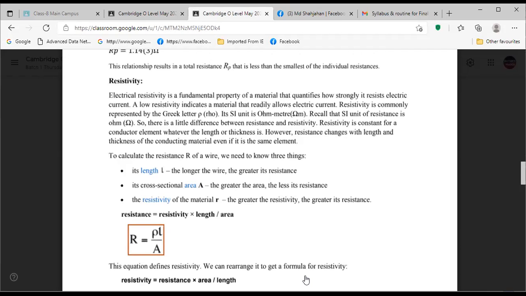So there is a little difference between resistance and resistivity. Resistivity is a constant for the conducting material, even if it is the same element. To calculate the resistance R of a wire, we need to know three things. Its length L: the longer the wire, the greater its resistance. Its cross-sectional area. And the resistivity of the material: the greater the resistivity, the greater its resistance. Resistance equals resistivity into length by area.